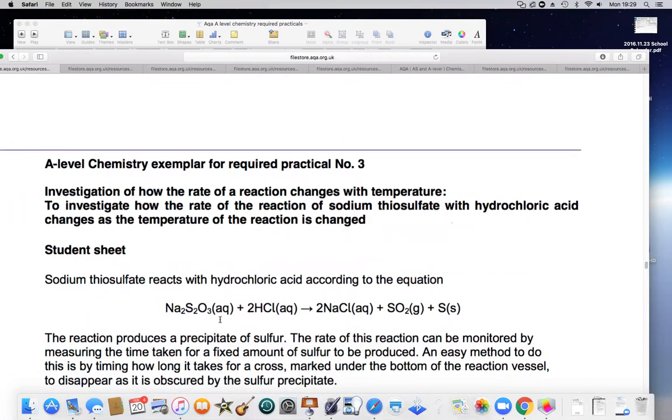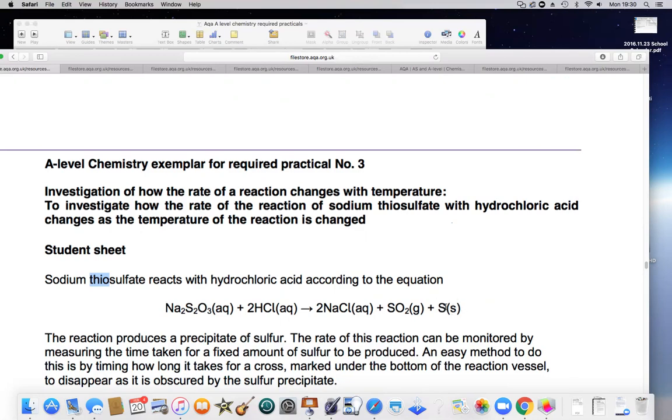Point to make, just in case you don't know this: thio in a compound is used to indicate that an atom of oxygen has been replaced by sulfur. So sodium sulfate would have the formula Na2SO4. If you take away an oxygen and replace it with sulfur, you end up with thiosulfate, S2O3. Just in case you didn't know that, that's what it is. It reacts with hydrochloric acid to give sodium chloride, sulfur dioxide, and sulfur solid.